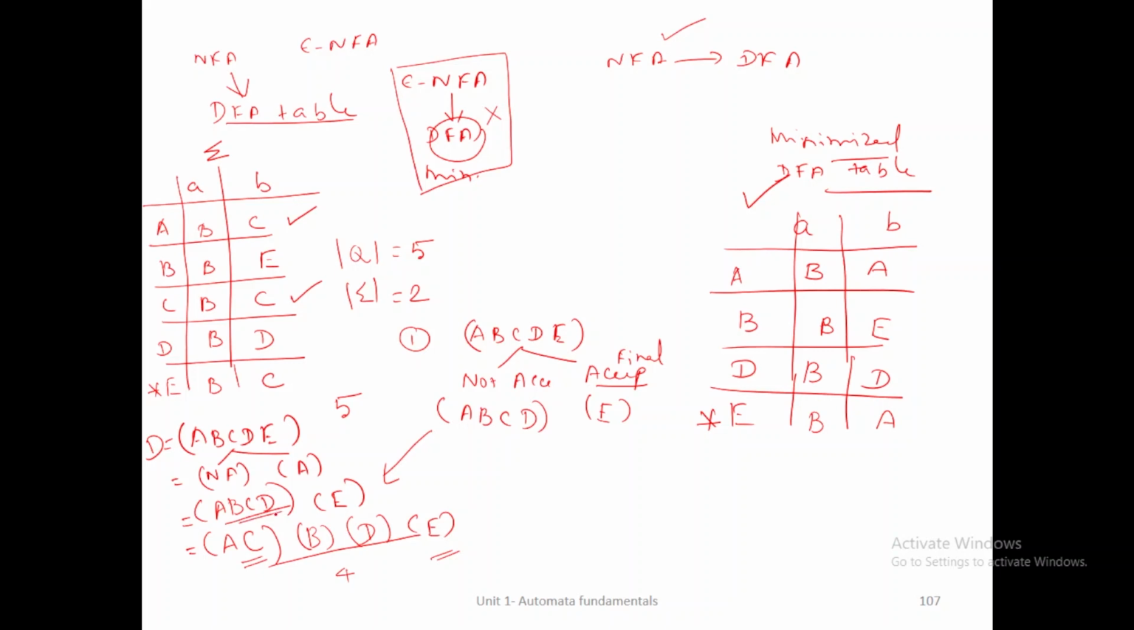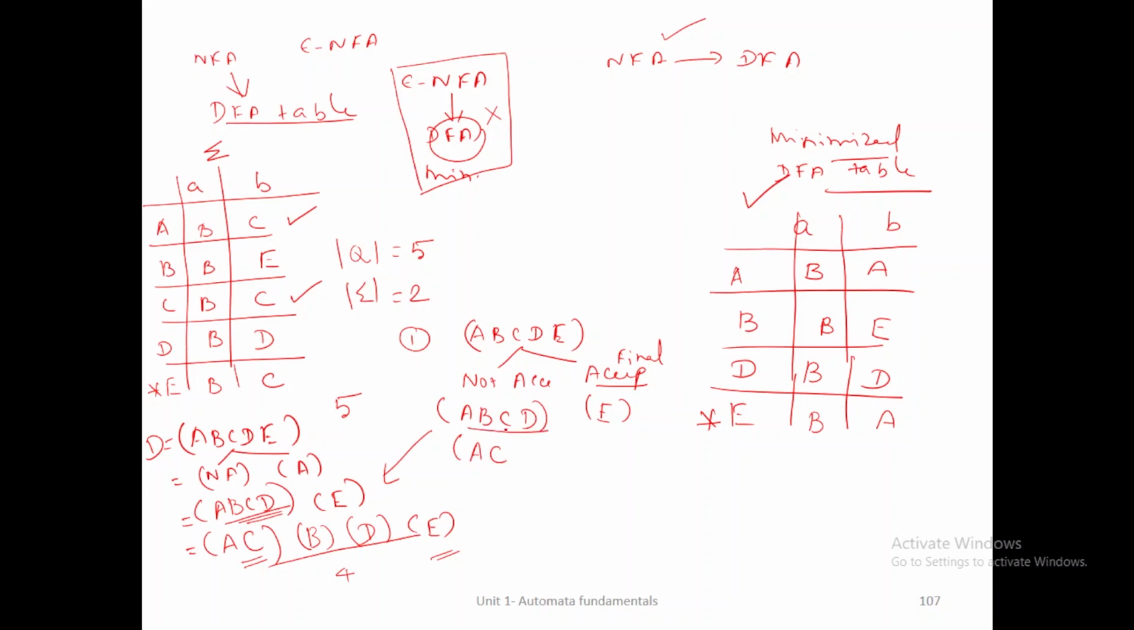Then from the non-accepting states, you check whether any 2 states or 3 states combined contain the same output states. First you check what is the answer for A on A. It is B. A on B is C. So first you check whether the B, C answer is available in other states. Yes, it is available in state C. So you can combine A and C as the same state. So I combine A and C.